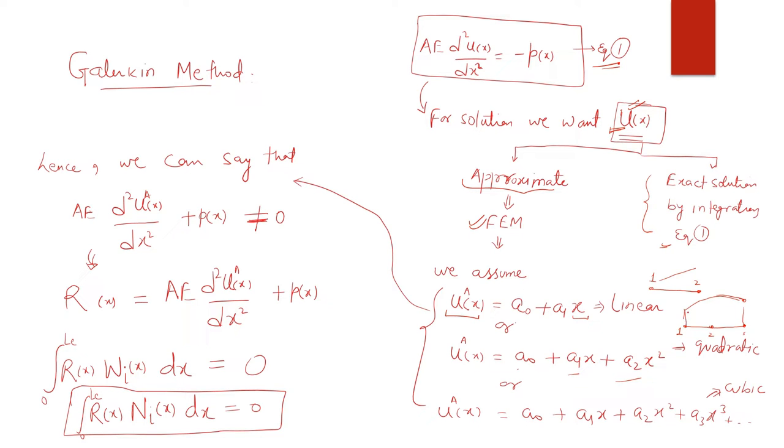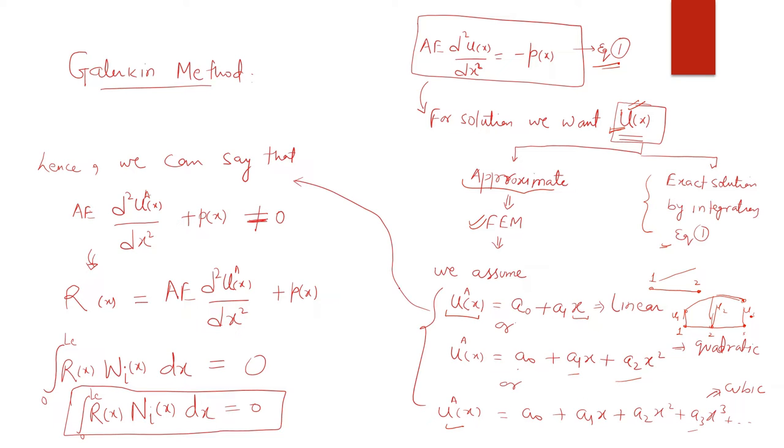So the displacement at node 1 would be u1, at node 2 it is u2, and at node 3 it is u3. Now we can also have a cubic displacement function. The assumed displacement function is a0 plus a1x plus a2x square plus a3x cube. So here the nodes would be 4.